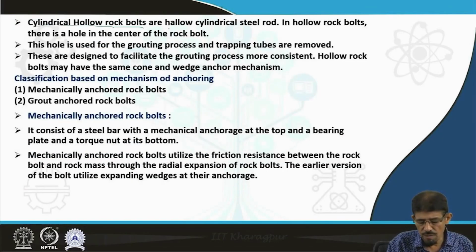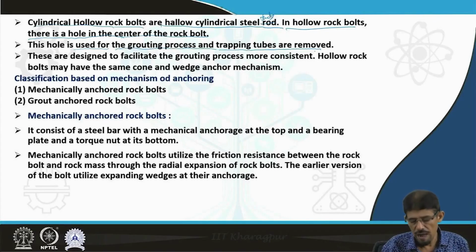Cylindrical hollow rock bolts have a hollow cylindrical steel tube, not a rod. In hollow rock bolts, there is a hole in the center of the rock bolt, and this hole is used for the grouting process and trapping tubes are removed. These are designed to make the grouting process more consistent.